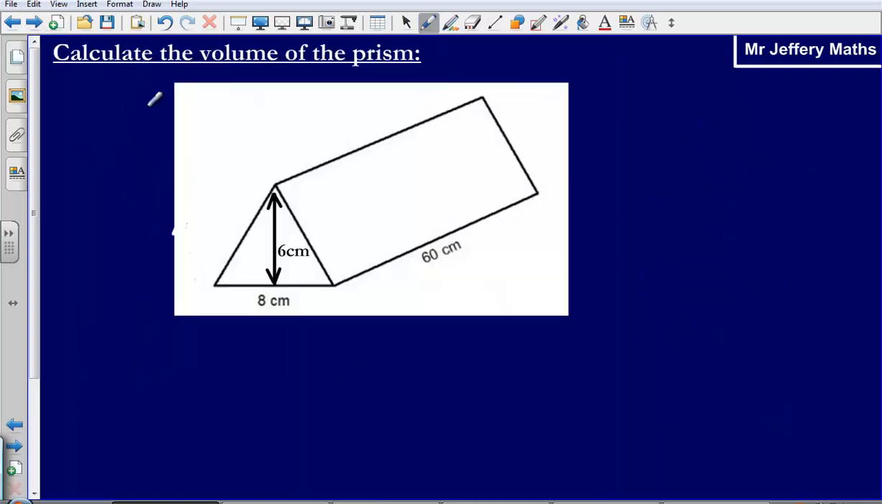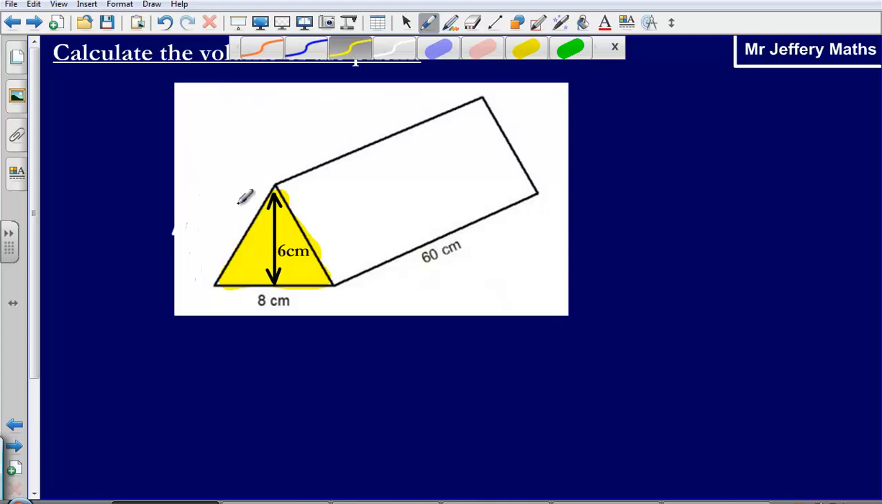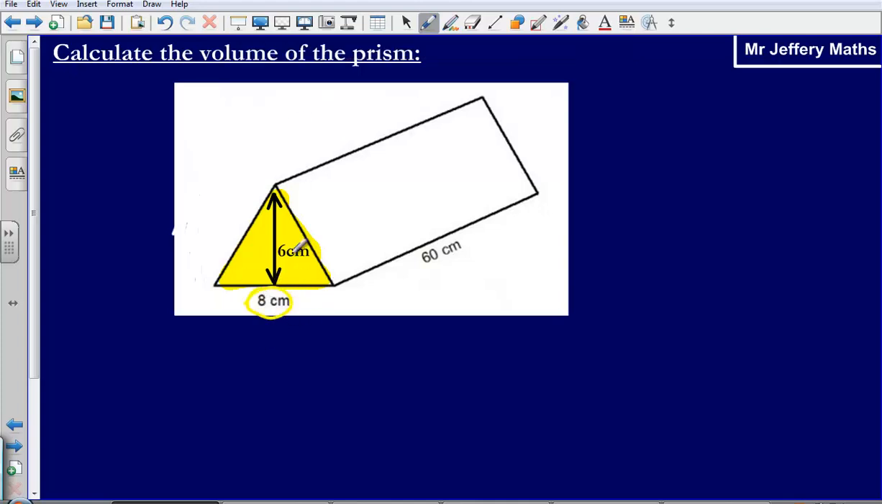Okay, next one, calculate the volume of the prism. To work this one out, we simply find out the area of the face that runs through the prism, in this case it's a triangle, and then multiply it by the length. So in this one we're going to do 8 multiplied by 6, base multiplied by the height, like we just talked about a moment ago, divided by 2. That's going to give me the area of the face that runs through the shape, and I'm simply going to multiply that by 60.